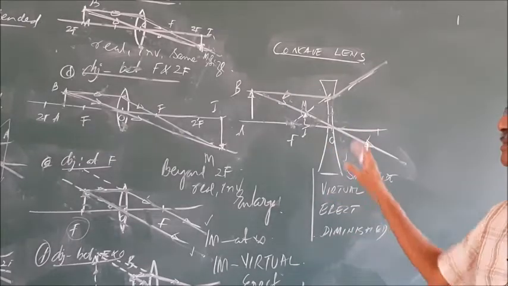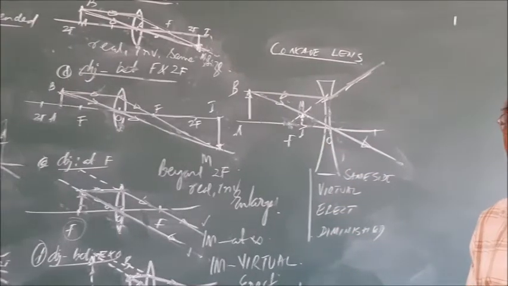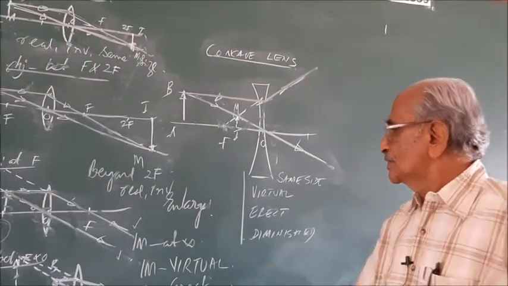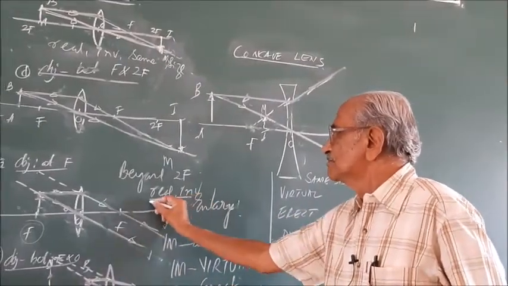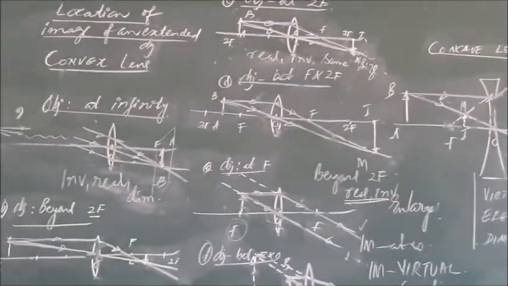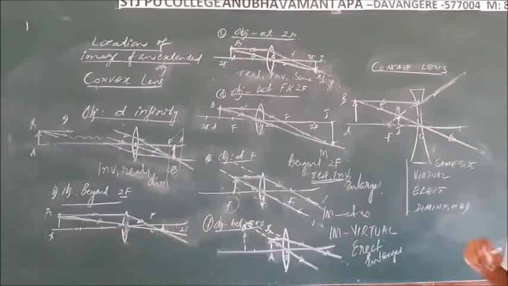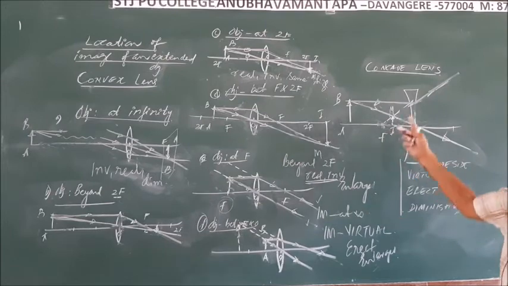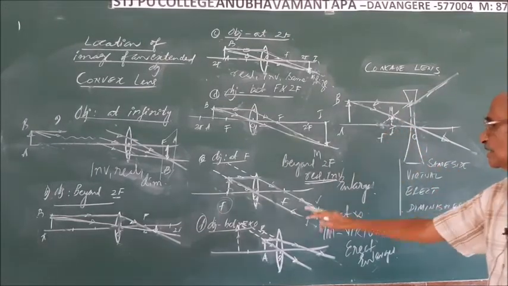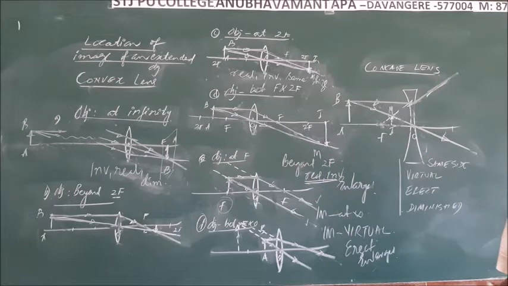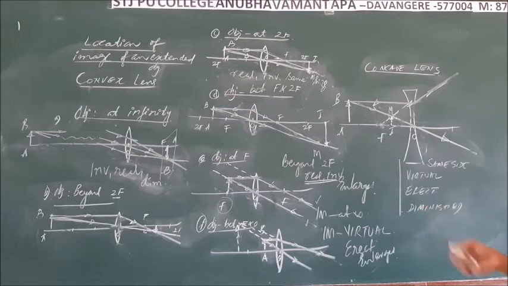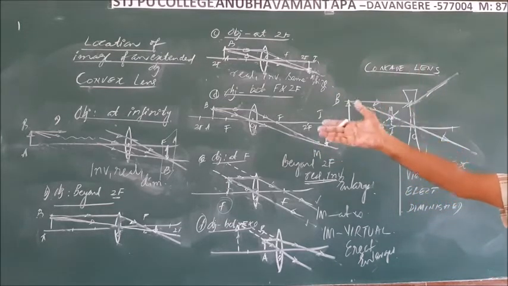Now, in all these figures, note one point. Point one, the real image is always inverted in all these cases. Virtual images, whether it is a convex lens or concave lens, are formed to the same side of the lens. Look at this: object and image to the same side, and it is erect. Virtual images are always erect, real images are always inverted.